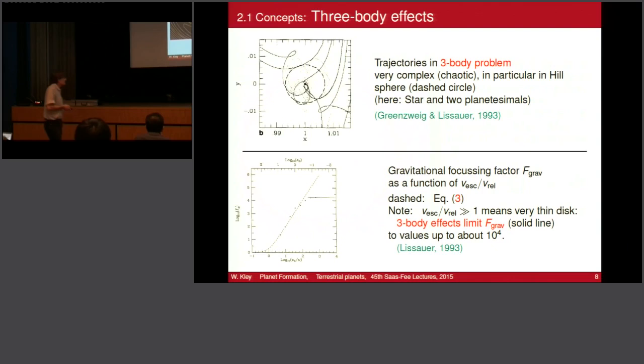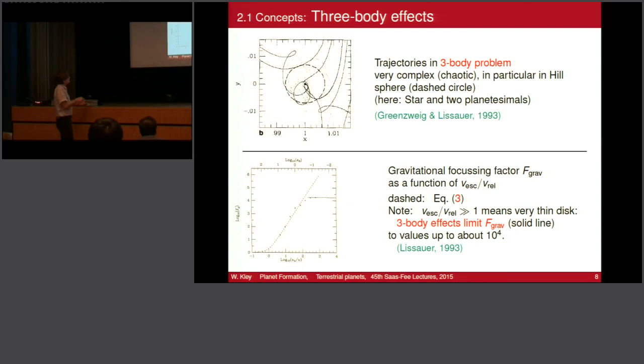Then three-body effects. I've mentioned that the gravitational focusing is a sort of three-body effect because you have the star, you have the growing planet, and you have the little particle which tries to hit the growing planet. So you have three bodies involved here. Okay. And if you look then in the N-body integrations, basically, of these objects in the vicinity of the growing object, the point in the center here is the growing planet. The sun is somewhere here on the left.